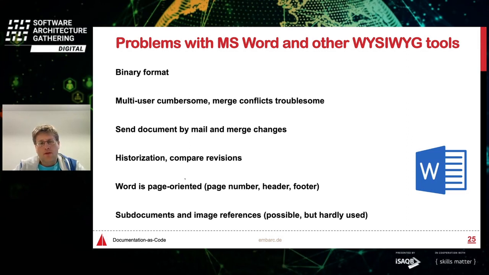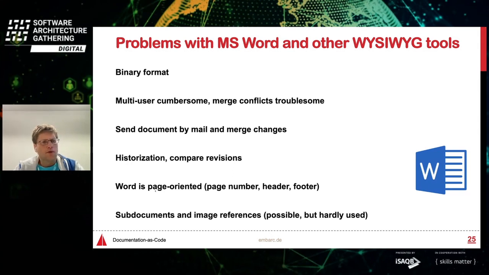You can, and that's also a problem, send documents by mail. And by mail means you have lots of copies out there, and then you have some changes, and you have to merge them again. And then you have different versions, one version 1.0 and one version 1.1, and so on. And then you don't know which is the right one at the moment. And that's quite difficult.